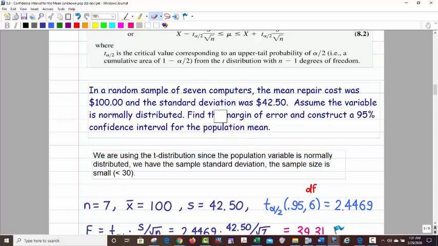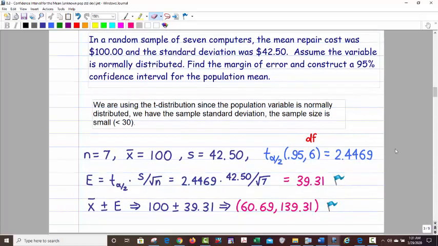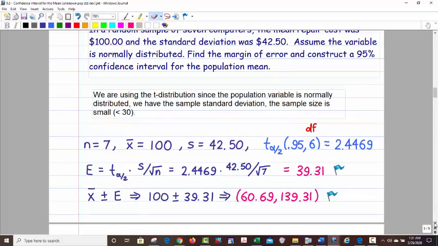Okay, this one's asking for the margin of error and then constructing the 95% confidence interval. Just in case, because I could ask margin of error as its own question, remember, the margin of error is always the part that's after the plus and minus. So we're using the t, and the less than 30 is also a clue. As I mentioned earlier, in our world, I'm going to treat less than 30 as being a t-distribution. I'll make sure those don't have the population standard deviation. So n is 7, x bar is 100, s is 4250.